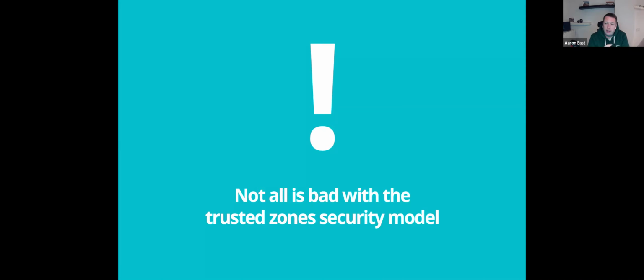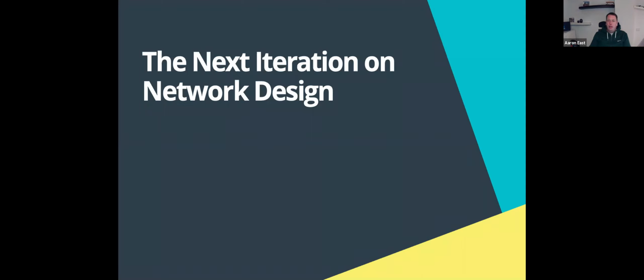And this is where I said again that a lot of the tools that we have today build on top and lead us to a zero trust model, right? So I don't want to sound like I'm saying all bad things about the trusted zone model, because it's not true at all. So on to the next point, iteration.